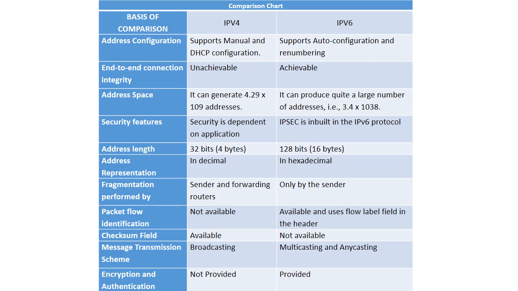Then there is address configuration. In IPv6, address configuration is auto configuration and renumbering is possible. But in IPv4, the addressing scheme is manual and DHCP configuration. We have already discussed what DHCP configuration is. These are all the things that come under IPv6.